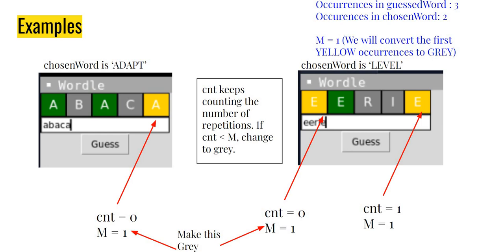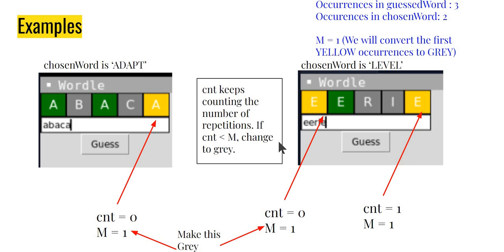Let's say the chosen word is adapt and my guessed word is abaca. Now remember in this case, A is the repeated letter, and the first A and the second A that I have in the word are all greens, so the problem doesn't even come there. I come to the count here. This is where my count is 0 and my M is 1. And why is M 1? Because there were 2 A's in the chosen word and 3 A's over here. So the M was equal to 1. Count was 0. I just had a condition: if count is less than M, change to gray. And that's what my code is doing. I go and change this to gray.